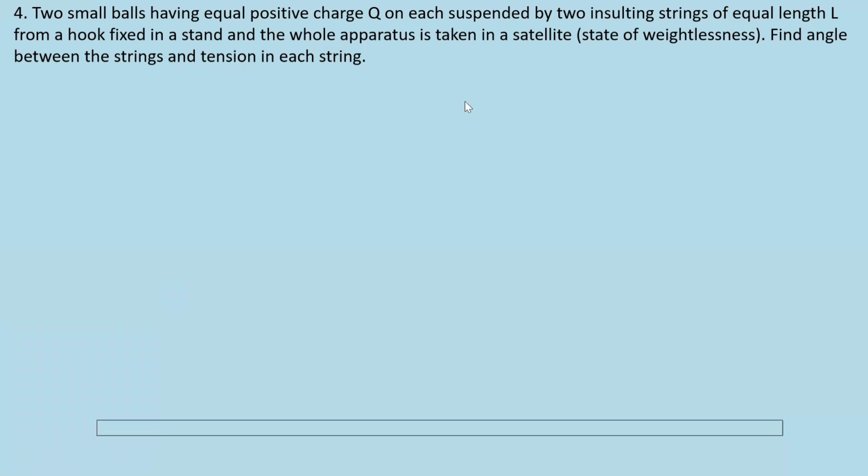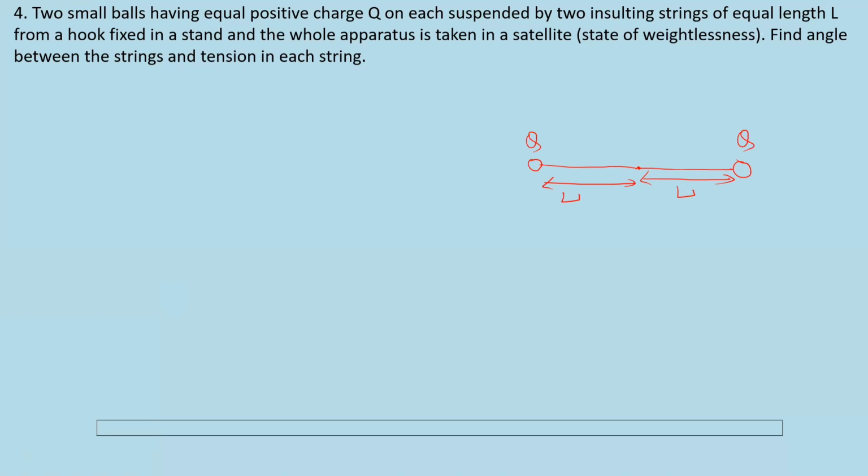We will draw a figure for the problem. We will just draw two balls. I'm drawing this as one ball, and this as the other ball. Both the balls have equal positive charge, that is capital Q, and these two balls are suspended by two insulating strings. This length is L, suspended by an insulating string, and this is also L.